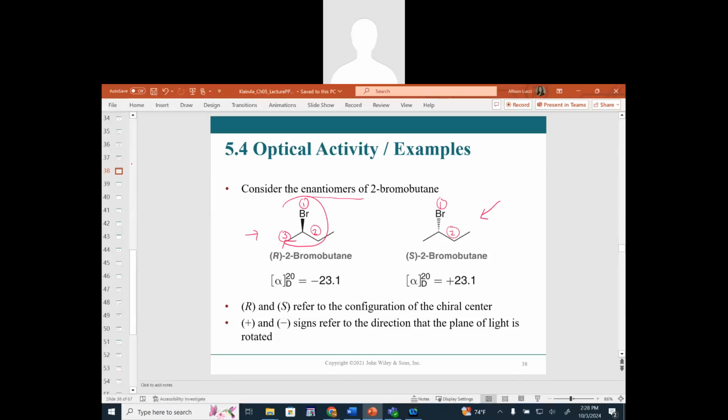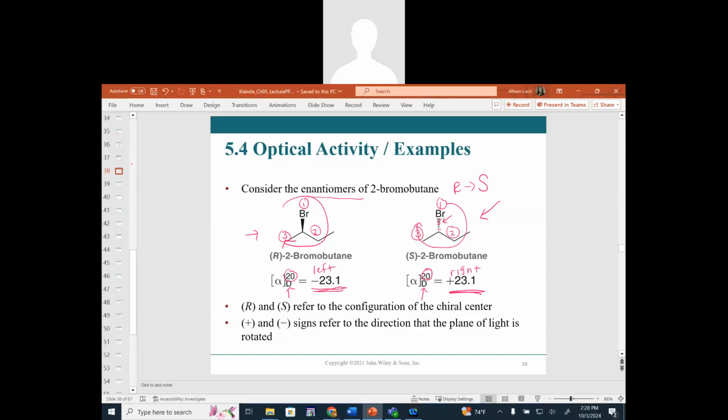And then we have 1, 2, 3. And we would think it's R, but then we know we need to invert it because our lowest priority is on a dash and not on a wedge. So this would definitely be our S enantiomer over here. So notice these angles of rotation, these alpha values, are recorded at the same temperature, 20 degrees Celsius, and this D represents the wavelength, the D line of sodium. We recorded this would have a negative angle of rotation, so that would be to the left rotation, we could say, right? And then this would be our right rotation, and this would be a positive value, but the same magnitude.